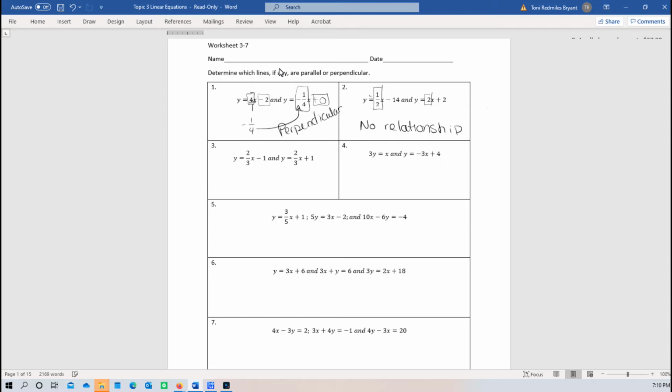All right, in this one, we have the exact same slope, and we have different y-intercepts. That makes it parallel.